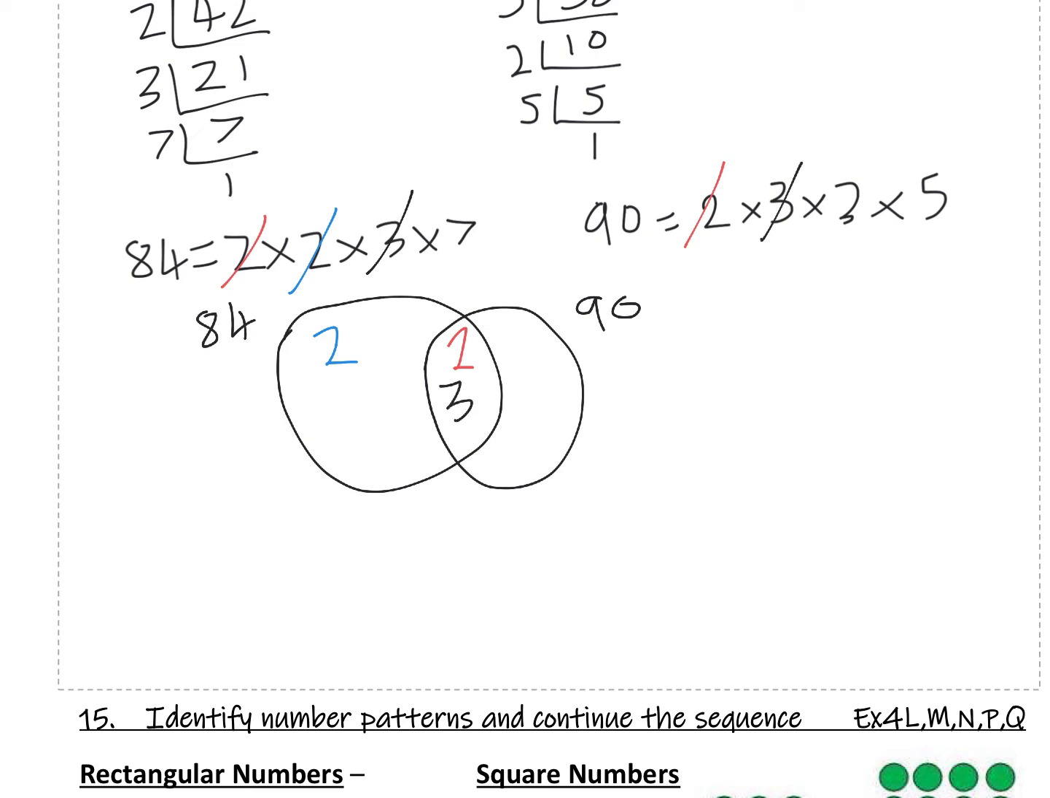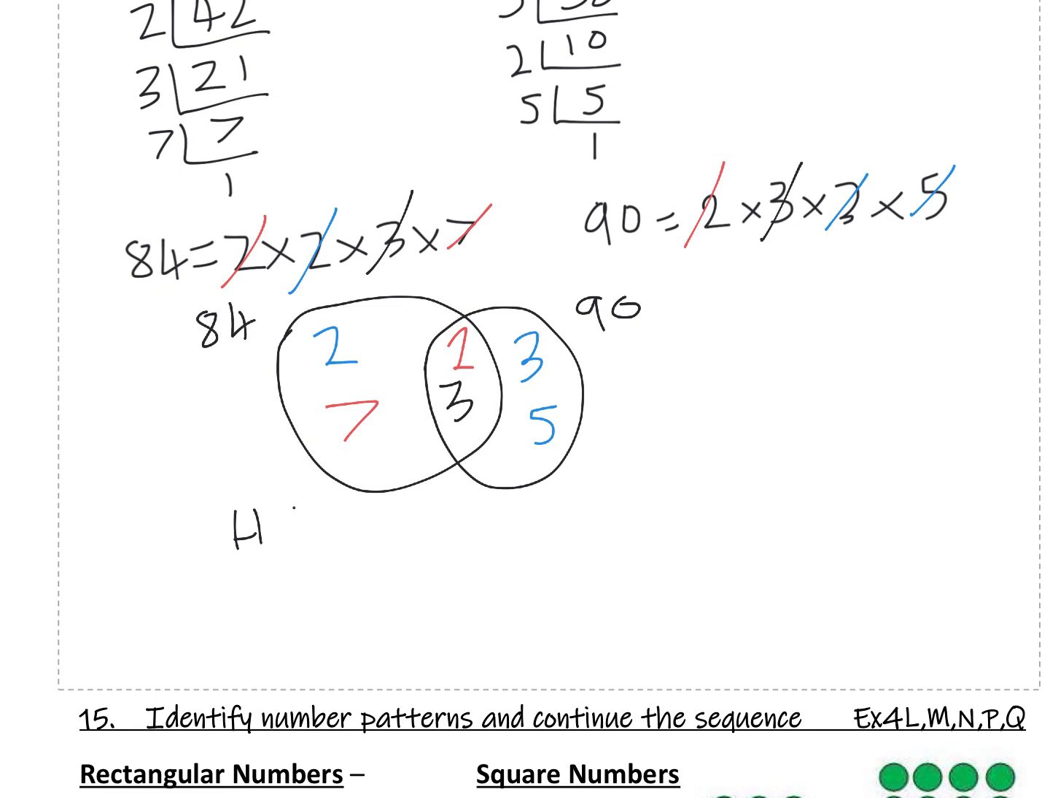And there is a 7, which is not common, so it's going to go just in the 84 side. And if we look at the 90, there's still another 3, which mustn't be common for 84, and there's a 5, which is not common.